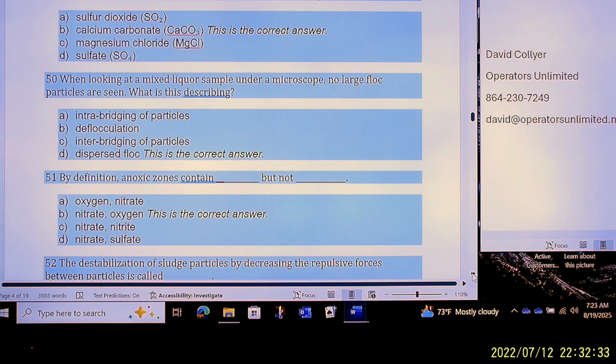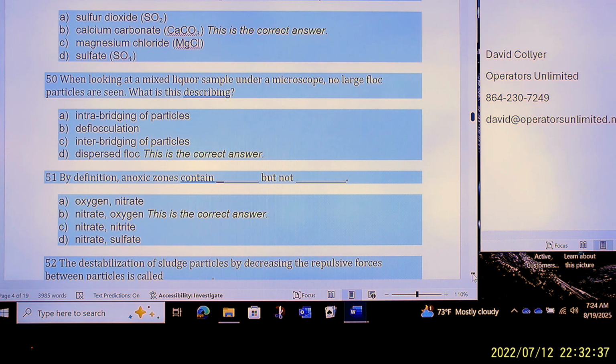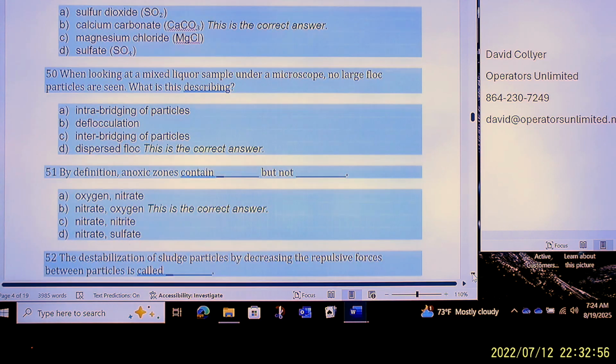(49) At a pH of 7, which of the following can increase alkalinity? A, sulfur dioxide. B, calcium carbonate. C, magnesium chloride. Or D, sulfate. The answer to 49 is B, calcium carbonate.